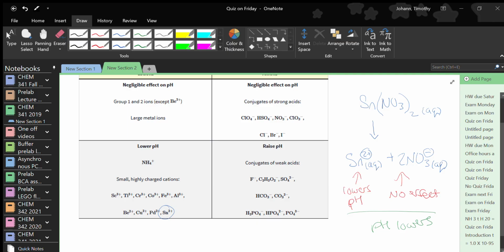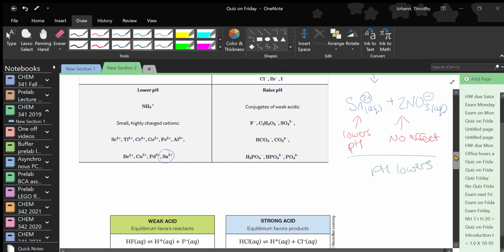I can reason why a lot of those things would be small and highly charged. I can't reason why all of them. But what I'm asking you to do here is I would give you the table. "Small, highly charged cation" refers specifically to these. Questions? Okay. So you should be able to use the table.